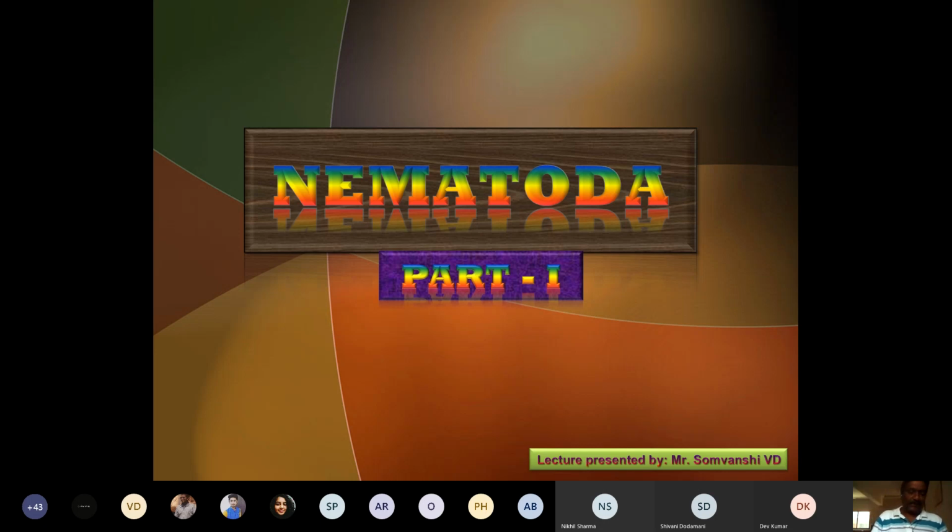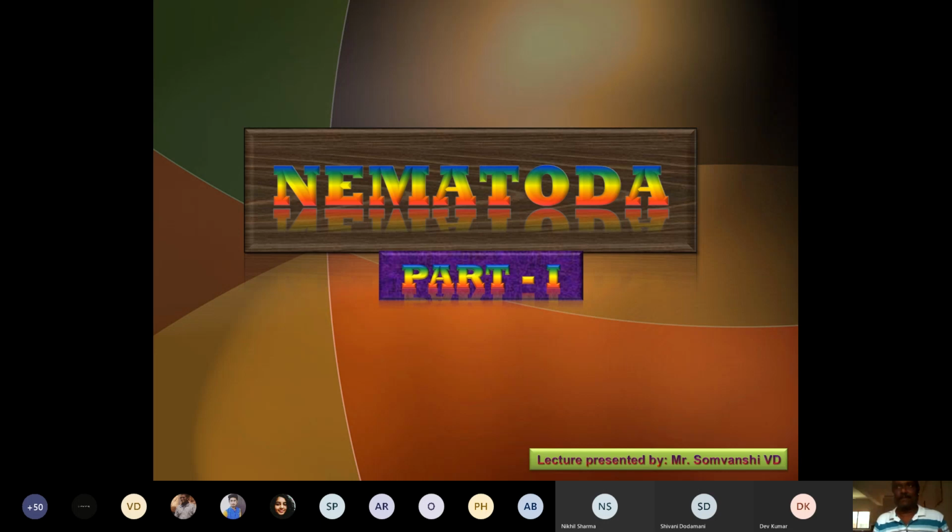For the convenience of our study, I have divided it into three parts. Part 1 and 2, we are going to study the intestinal nematodes, and part 3 will be on tissue nematodes. Okay. So basically, these organisms are quite different from what we have studied in the previous two lectures on cestodes and trematodes. Those were the flat worms, and these are the cylindrical worms.